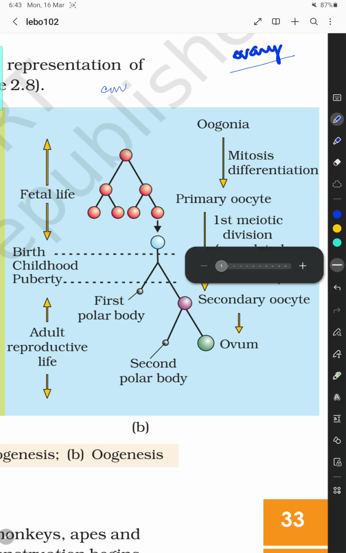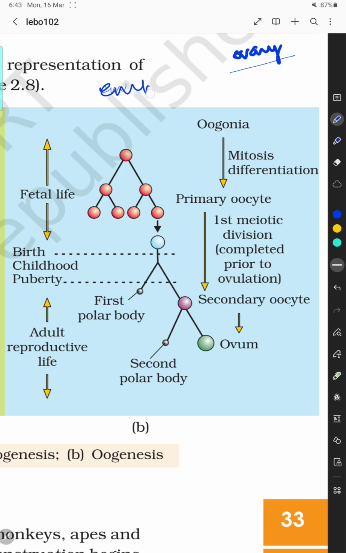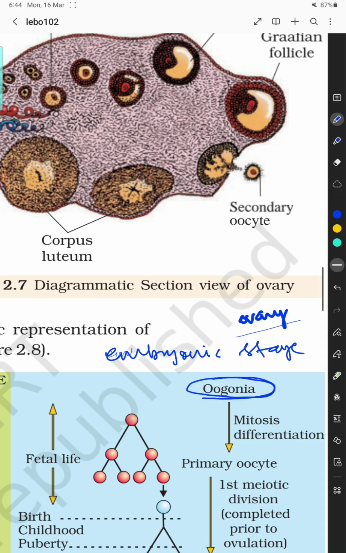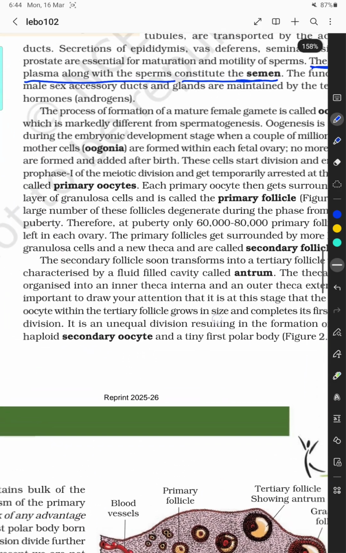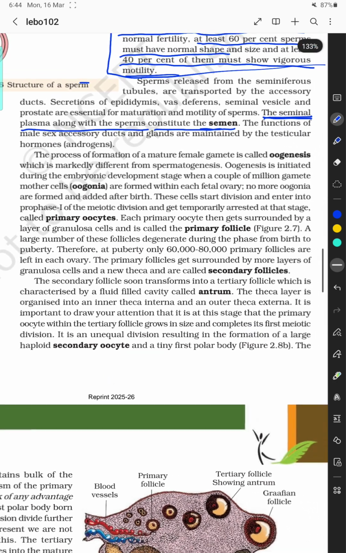In the embryonic stage, oogonia production happens, and a lot of oogonia are formed. Okay, now these oogonia, let me go to the previous page where all these things are written so that it will be easier for you. Look at this portion from here. The process of formation of mature female gamete is called oogenesis.